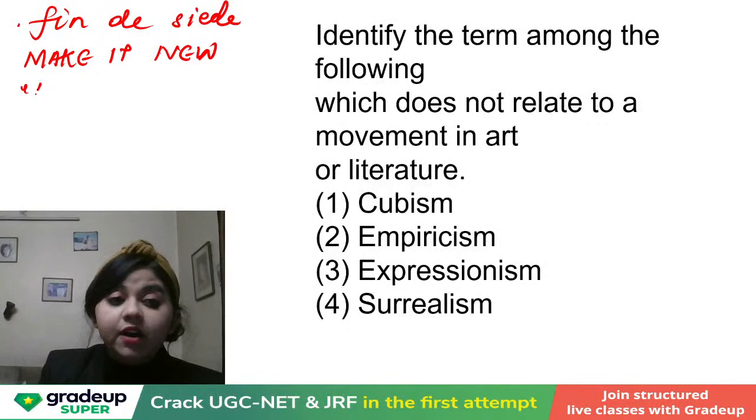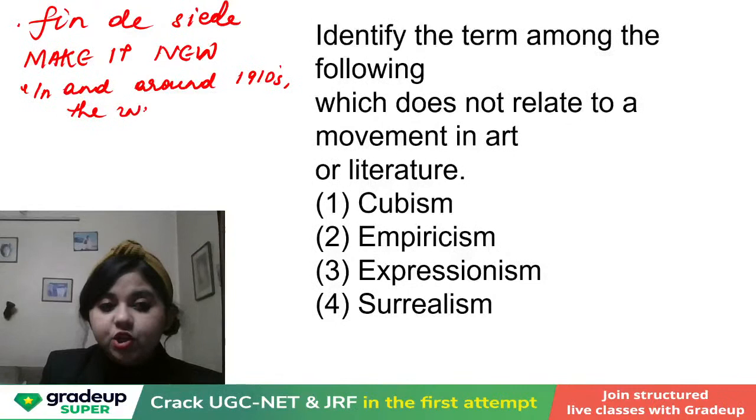in and around 1910, the world had changed drastically, and for this changed world you needed a new way of writing.